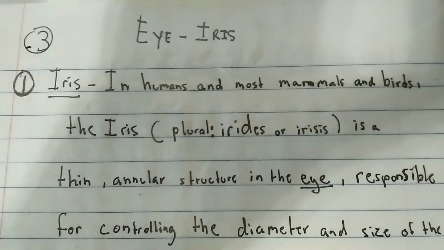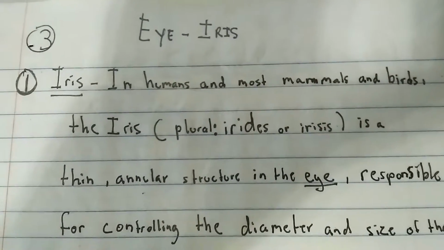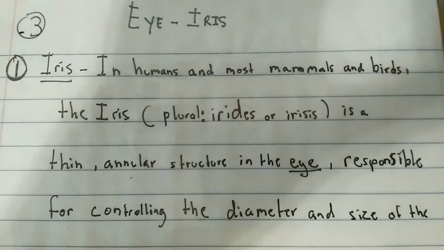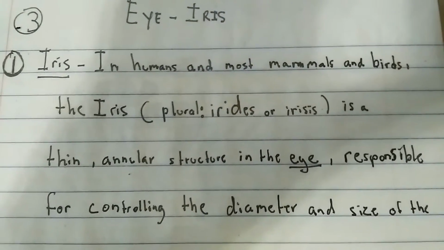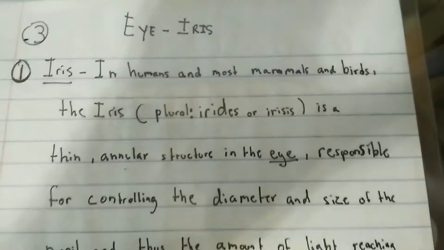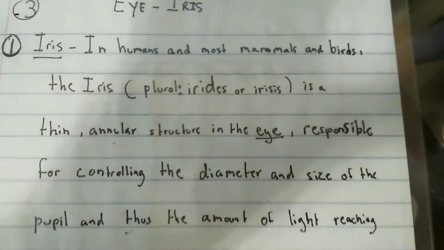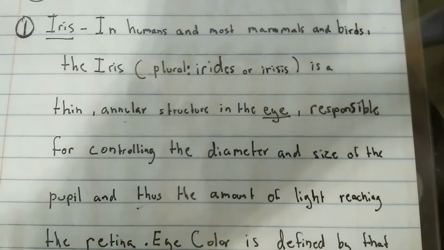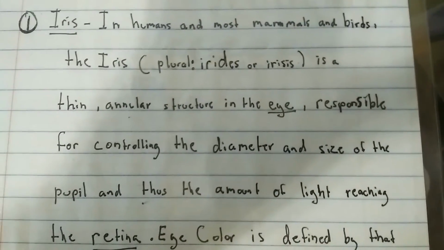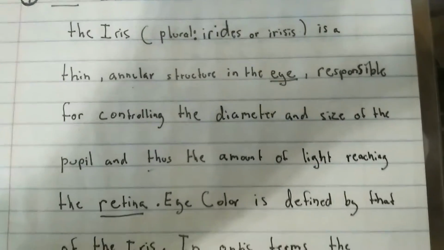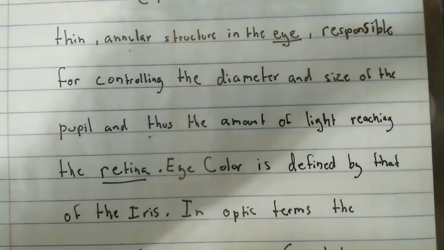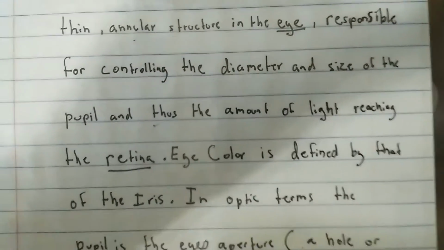Eye, iris. In humans and most mammals and birds, the iris, plural irides or irises, is a thin annular structure in the eye responsible for controlling the diameter and size of the pupil, and thus the amount of light reaching the retina. Eye color is defined by that of the iris.